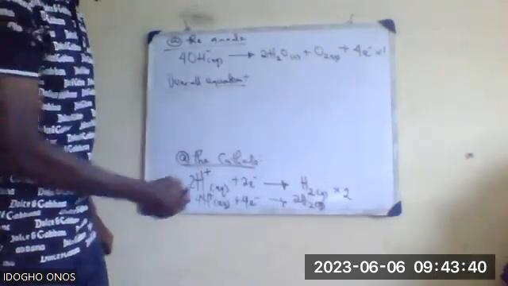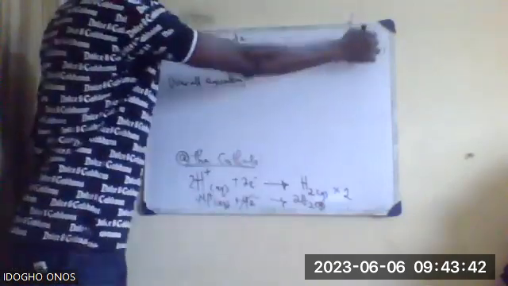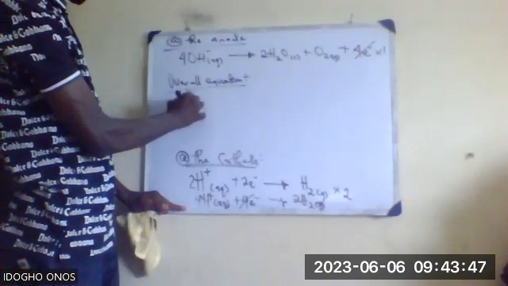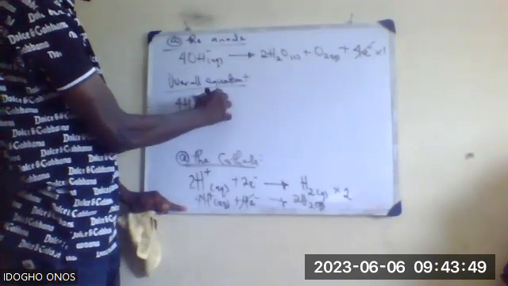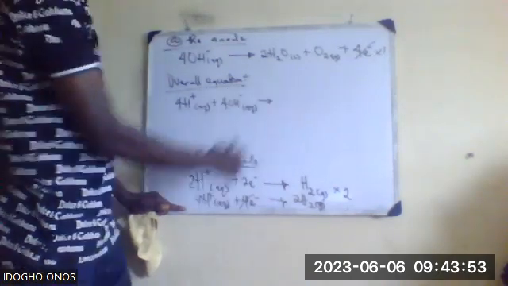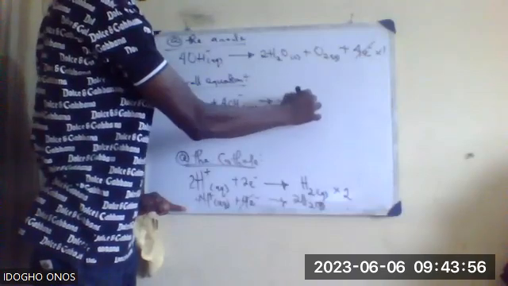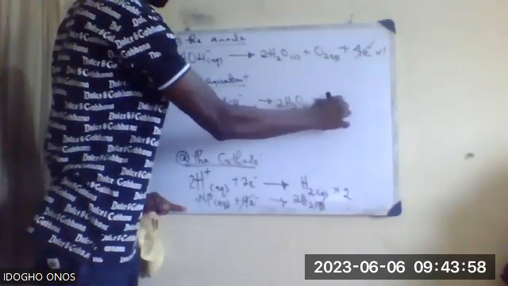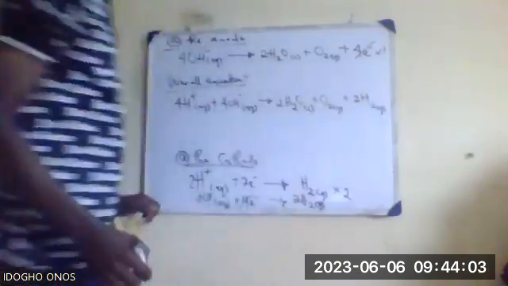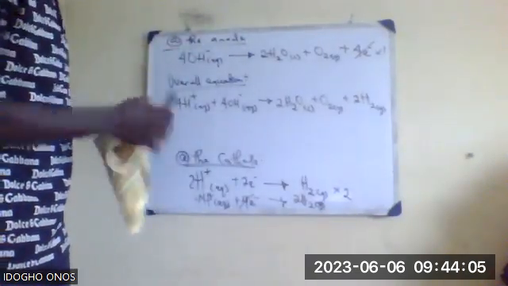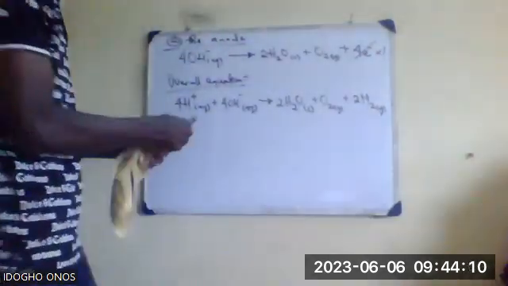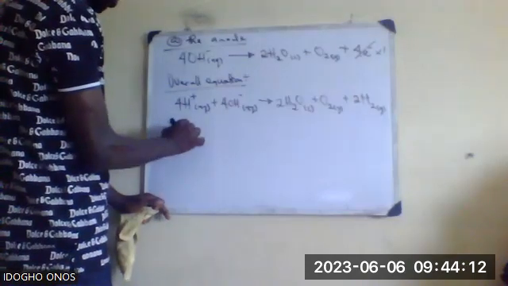So, cancel this 4, cancel this 4. Your overall equation now becomes 4H plus, 4OH minus aqueous, give me 2H2O liquid, 2H2 gas, and O2 gas. Then we are gradually rounding this up. I will come back to your question. Then we now have these products.